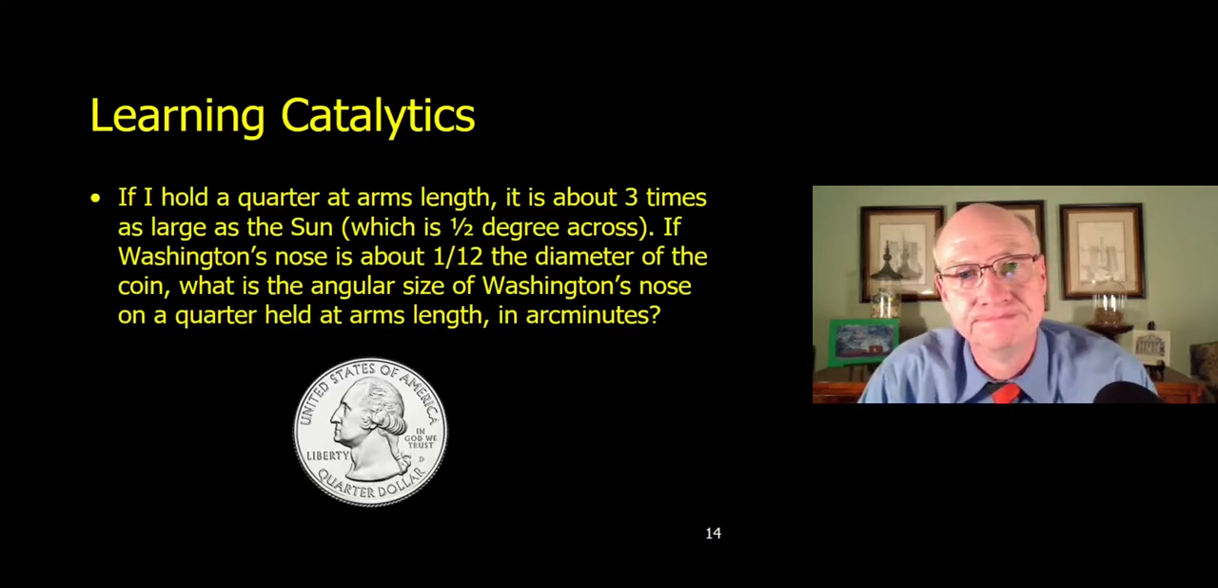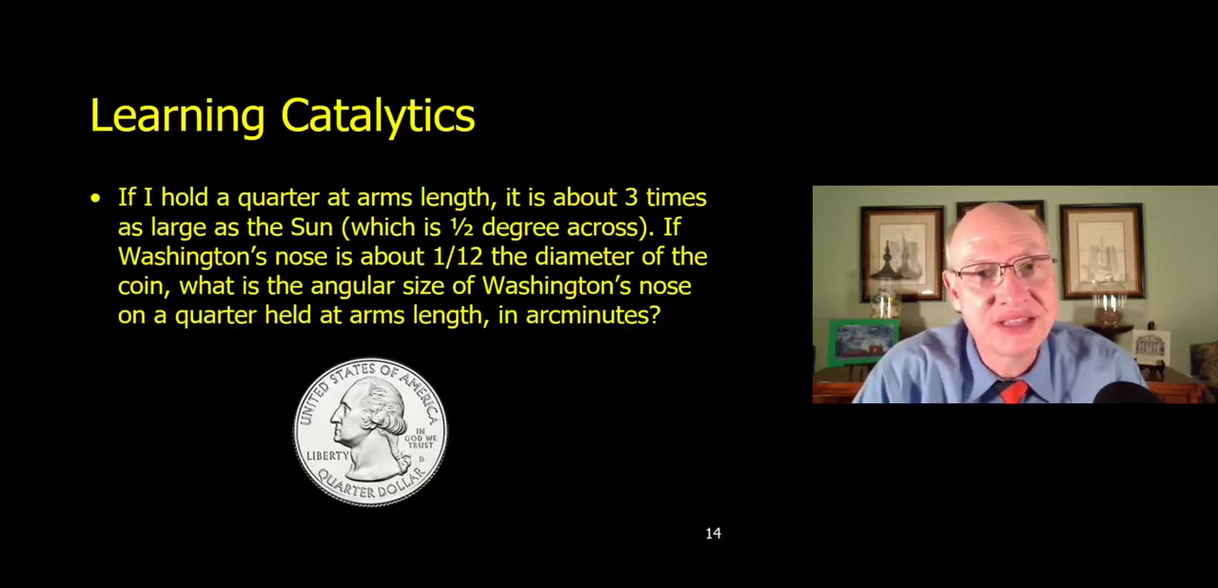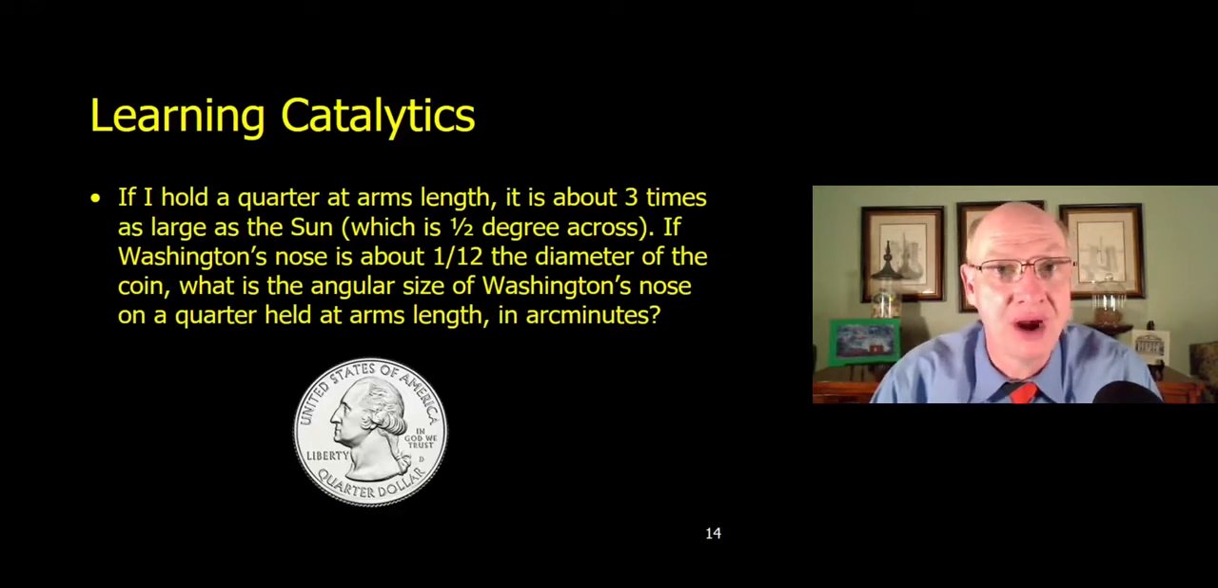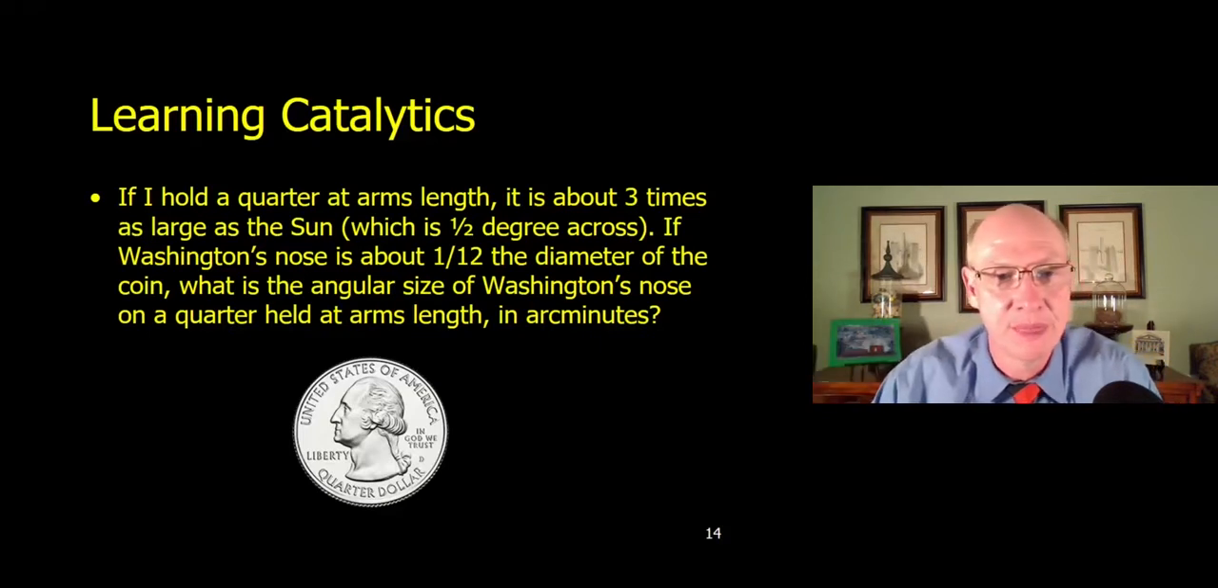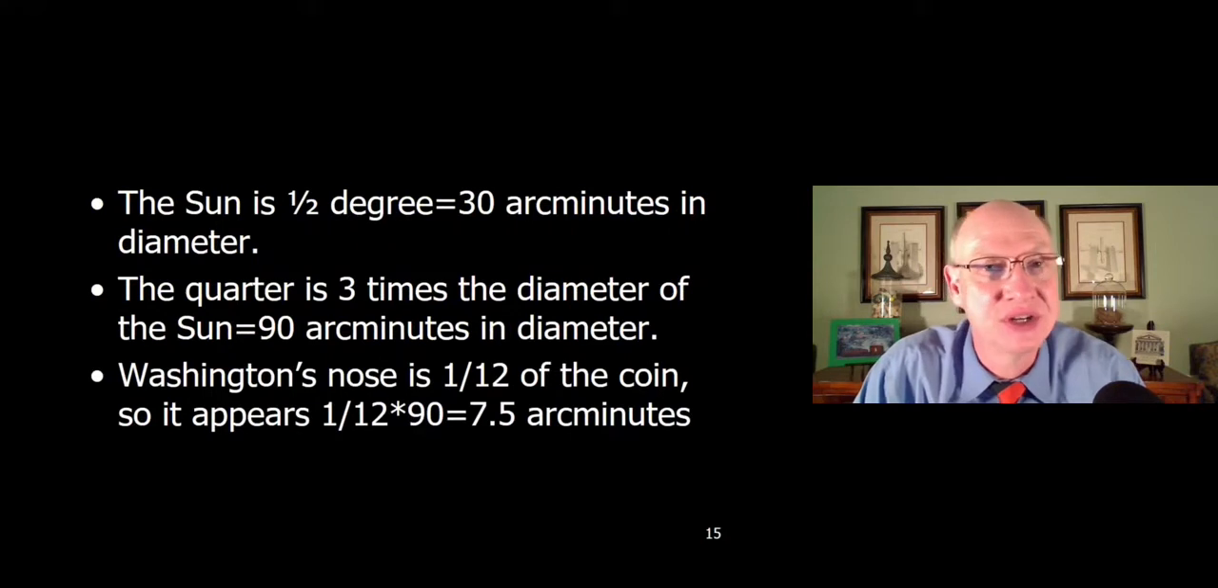Okay, now that you've had the chance to work this out, let's talk a little bit about the answer to this one. How large is Washington's nose on a U.S. quarter held at arm's length in minutes of arc? Well, I said that the sun is half a degree in size. A degree is 60 arc minutes. So half a degree is 30 arc minutes in size. So the sun is 30 arc minutes in diameter. I said that the quarter was about 3 times the diameter of the sun. So if the sun is 30 arc minutes across and the quarter is 3 times that diameter, that means that the quarter is 90 arc minutes in diameter.